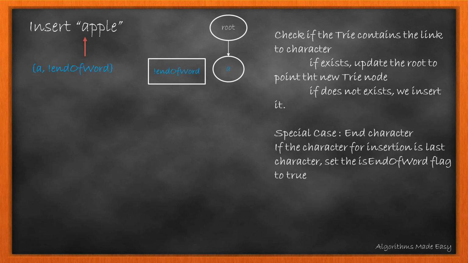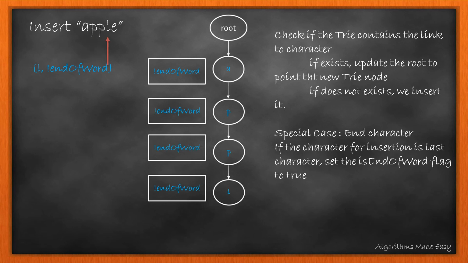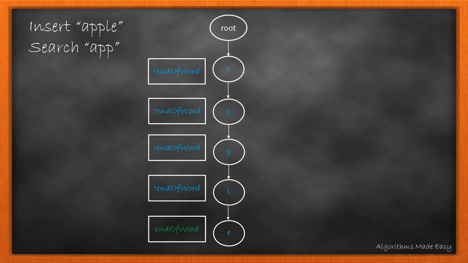Continuing with our example, we start with character A. Since its link is not present in the root, we insert the child node with character A and isEnd of word set to false. Similarly, we iterate through the string till we reach the last character. Now since we have reached the end, it triggers a special case. We will check if it is present. As it is not, we will create a child node with character E and isEnd of word set to true. Now we have this trie for our next operation.